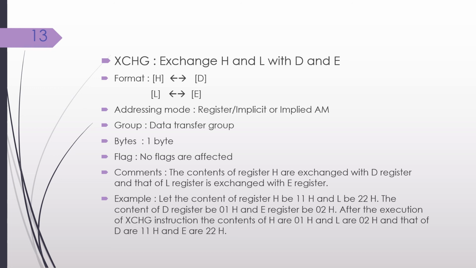Then you have which group it belongs to, and how many bytes the instruction is, and all that we need to understand. When you see the comment, it is just that the contents of H and L are exchanged with D and E. That is what you need to write. Then consider the example of exchange. The instruction itself is XCHG, and you need to consider the contents of H and L, D and E. After the execution, whatever is there in H will go to D, and whatever is there in D will come to H. Similarly, L content will go to E, and E content will go back to L. So that is the meaning of XCHG.